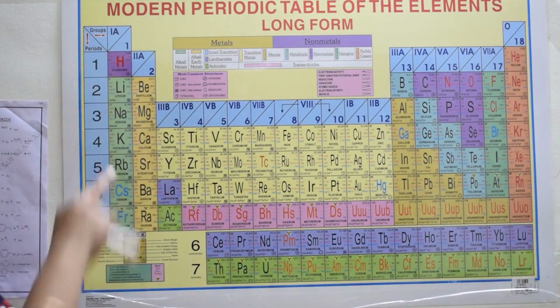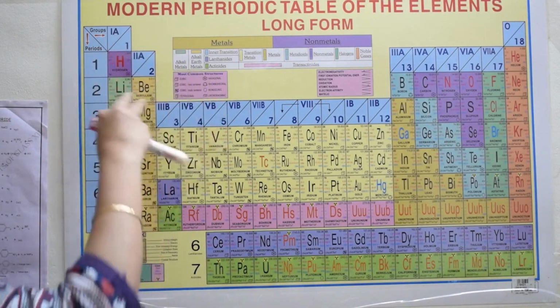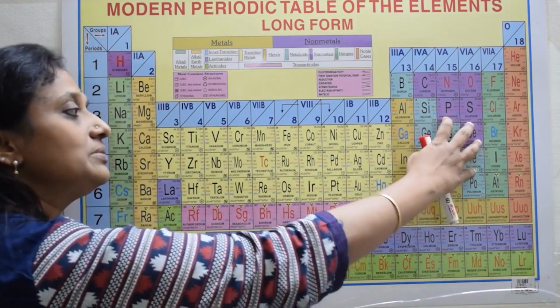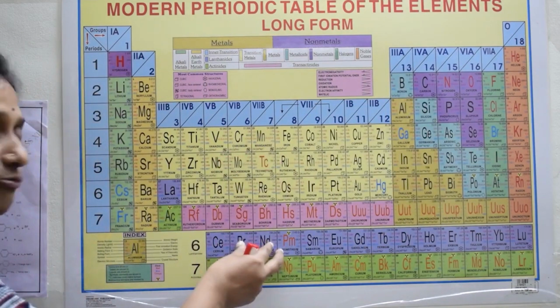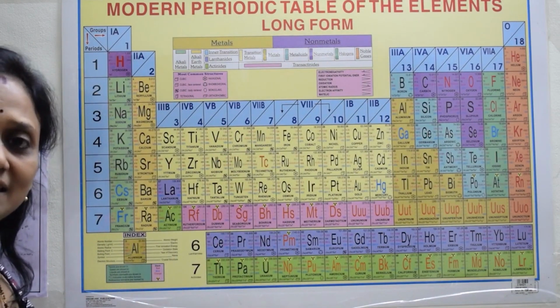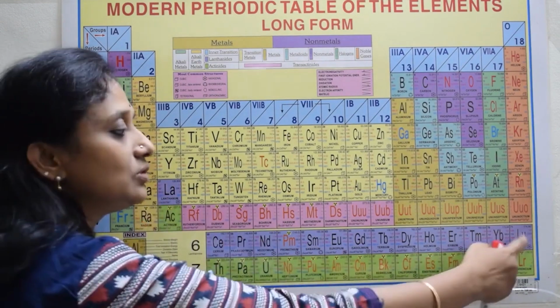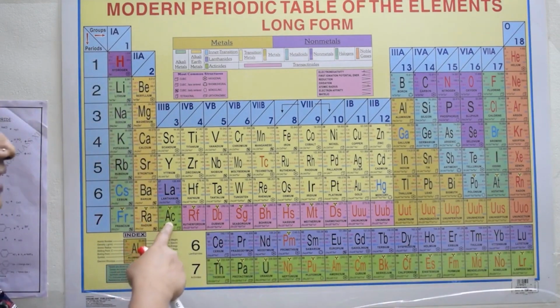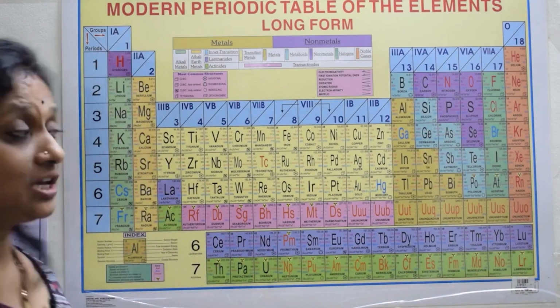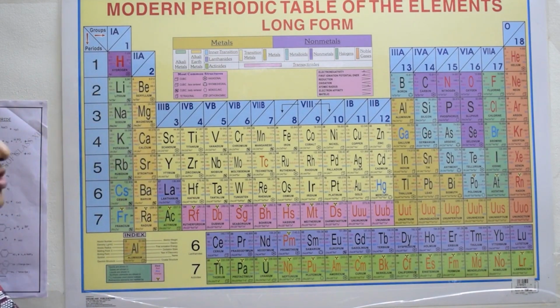So there are S block elements, P block elements, D block elements, and F block elements, again having lanthanides and actinides. Lanthanides run from lanthanum to lutetium, and actinides run from actinium to lawrencium. So this is your complete periodic table. In this periodic table, there are a lot of things to study.